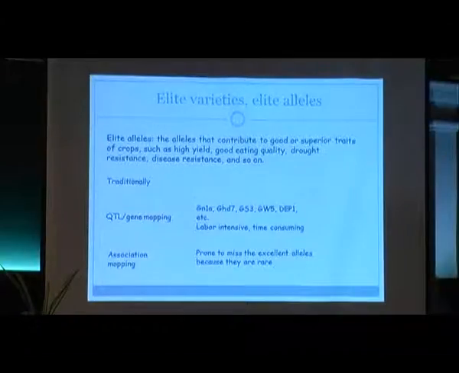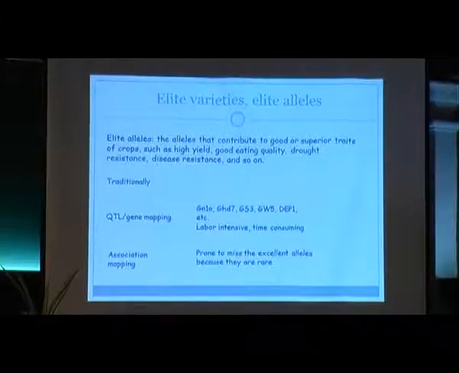Usually we can use two approaches to identify those elite alleles. They are both based on linkage and recombination. Using QTL mapping, we have mapped a lot of genes. This method has been proved to be efficient. However, it is labor intensive and usually requires lots of time to construct the segregating populations.